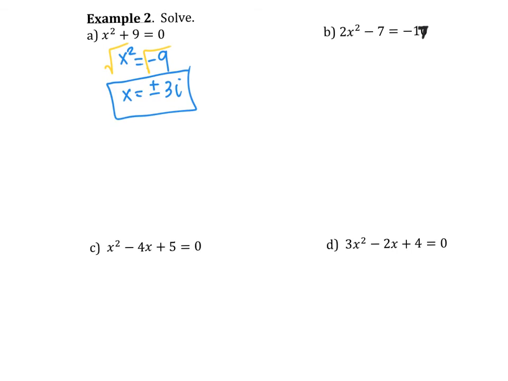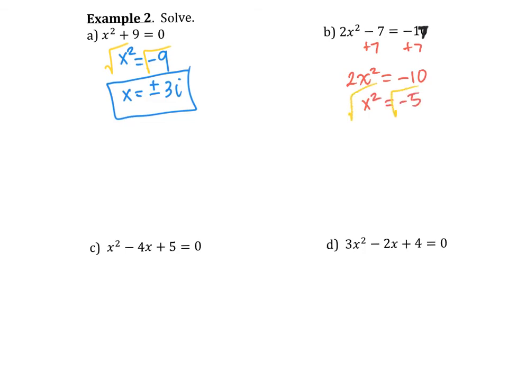Okay. I changed b a little bit, but b is 2x to the second minus 7 equals -17. And I'm going to solve it very similarly to a. I'm going to use square root on it. So I'm going to go ahead and add the 7 over. 2x to the second equals negative 10. If I divide both sides by 2, I get x to the second equals negative 5.